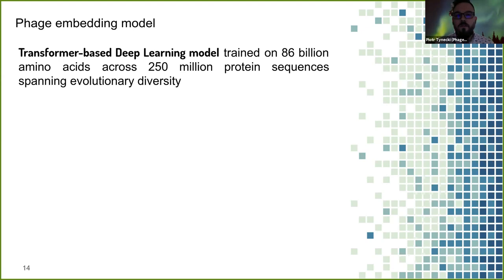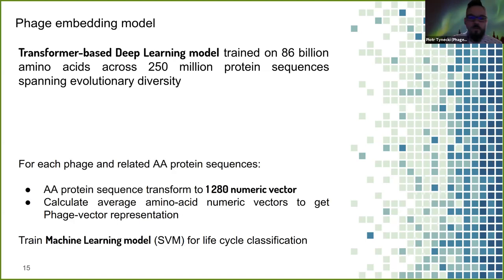So if we decided to work with amino acids, with coding sequences, we also had to change the way we interpret the sequences and get the numerical vectors. So we use a transformer-based deep learning methodology, which is one of the state-of-the-art approaches, to be honest, for that problem. And thanks to that, we were able to convert each amino acid sequence into a numerical vector, which contains 1,280 numbers, which are expressing different things about the phages.